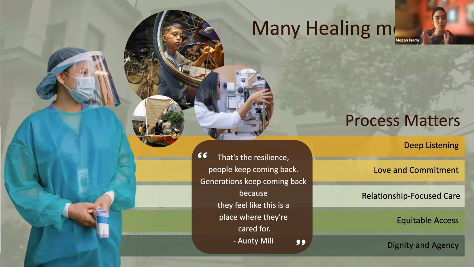And so we truly try and stay away from that. And we also know that people want to take care of their families. Nobody wants to ask for help if they don't have to. And so we're always trying to build people's agency. And one of our super aunties said, that's the resilience. People keep coming back. Generations keep coming back because they feel like this is a place where they're cared for, right? And so that's our goal.